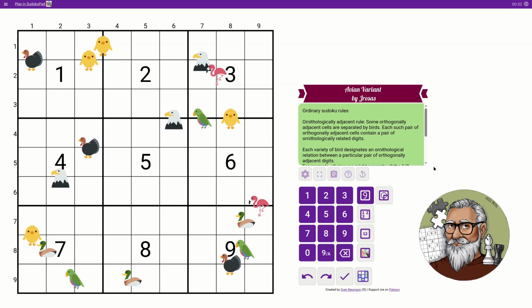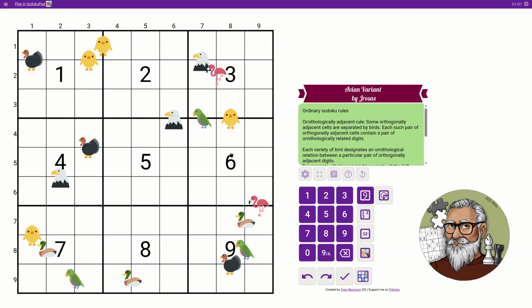Well, Jrosas wanted me to try this one just to read out the rules. So it's probably a fair assumption that the laughing at my expense is going to start very early in this puzzle. So here goes nothing. Let's read the rules. Ordinary Sudoku rules. So far so good. We have to place the digits 1 to 9 in every row, column, and 3 by 3 box.